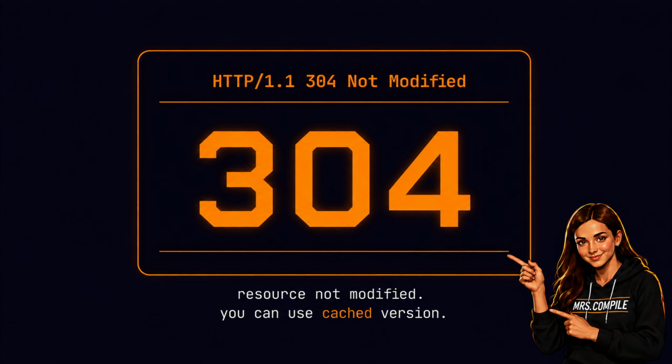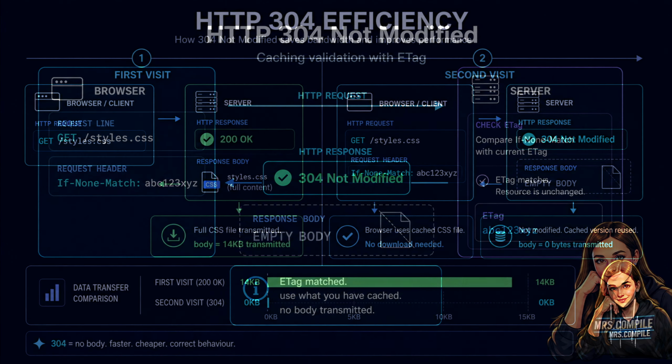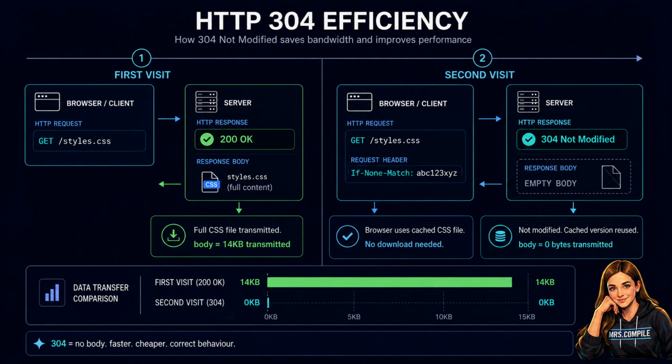304 means not modified. The client already has this resource cached. The server checked the ETag or Last-Modified header you sent, compared it to its own, and confirmed nothing changed. Use your cached version. This is the code that makes caching work properly. When 304 fires, no body is transmitted at all, just headers. Faster, cheaper, more efficient. 304 is good engineering in a status code.